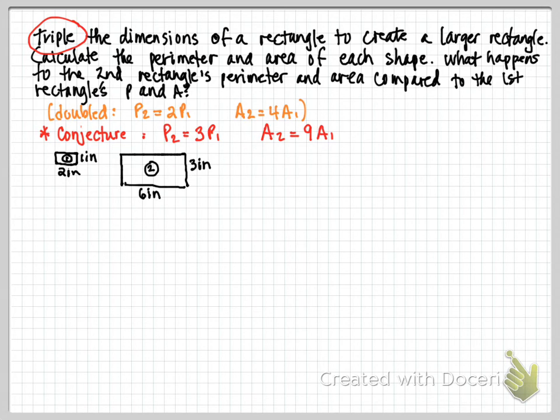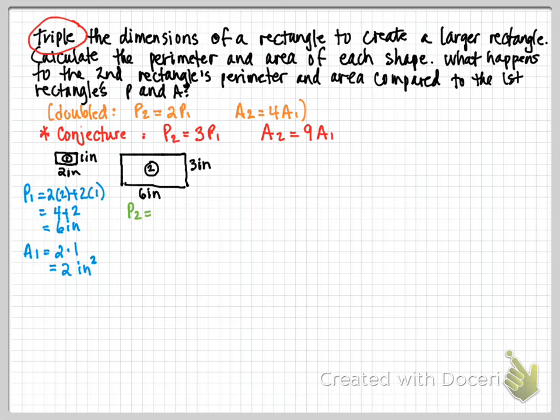Okay, so we're going to do what we did before. We're going to figure out the perimeter of each, and then compare them to see if our conjecture is correct or incorrect. Let's start with the perimeter of the first. We have 2 times the length plus 2 times the width: 2 times 2 plus 2 times 1. So I get 4 plus 2, and that gives me 6 inches. Its area is length times width, or 2 square inches.